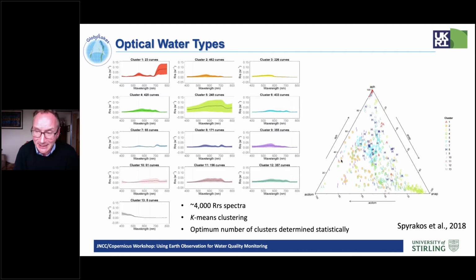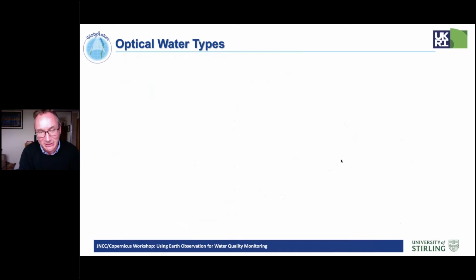Now, what was particularly important here is, along with these spectral measurements, we also had measures of the in-water constituents and the absorption characteristics of those in-water constituents. So we can actually identify what those water bodies were in terms of their optical properties, but also in terms of their in-water constituents as well, to provide that ultimate interpretation.